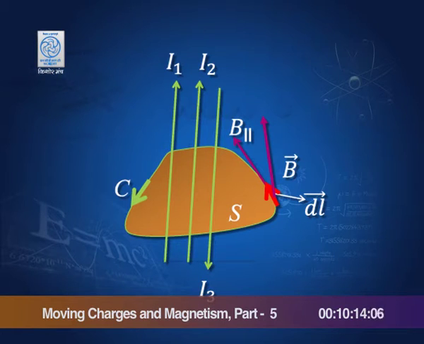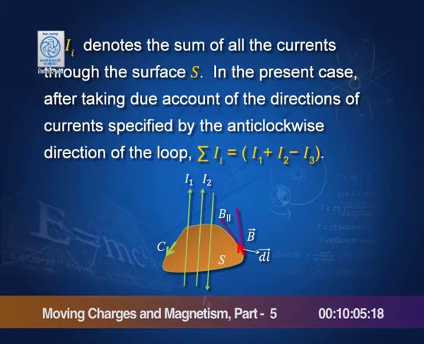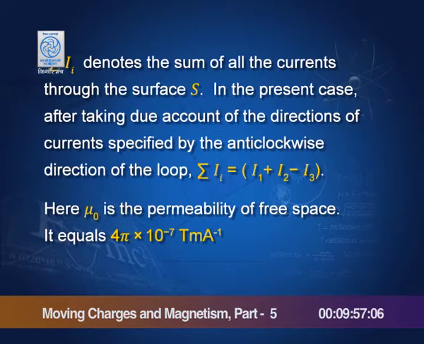That is very important, that you apply the right hand thumb rule, find out which currents are positive, which currents are negative, and then in this case this sigma I gives I1 plus I2 minus I3, and mu 0, let me remind you, is the permeability of free space. Its value is 4 pi times 10 to the power minus 7 T m A^-1.